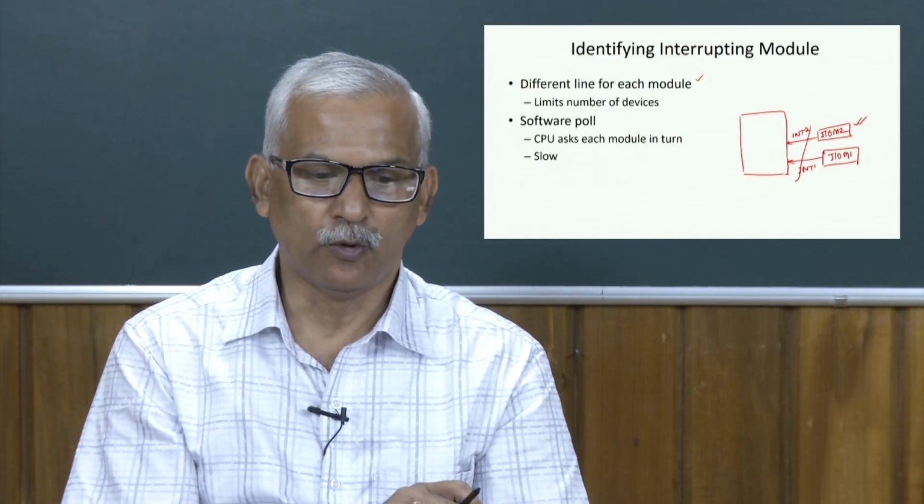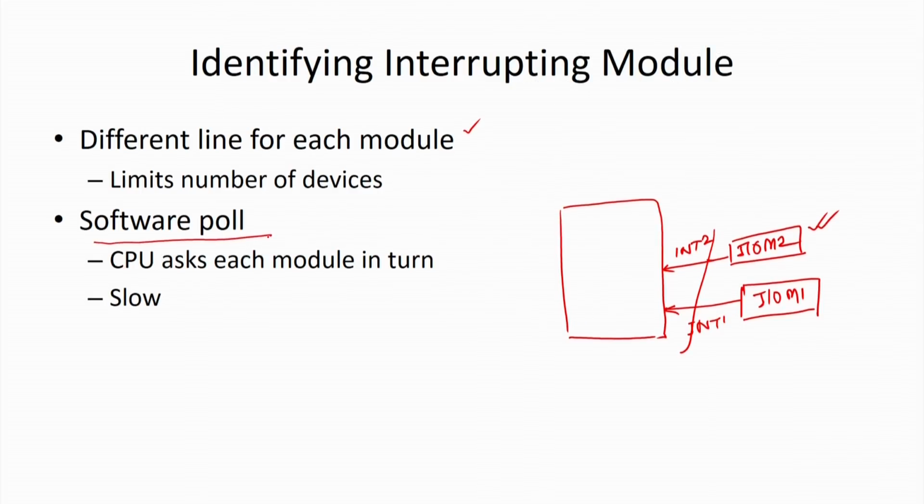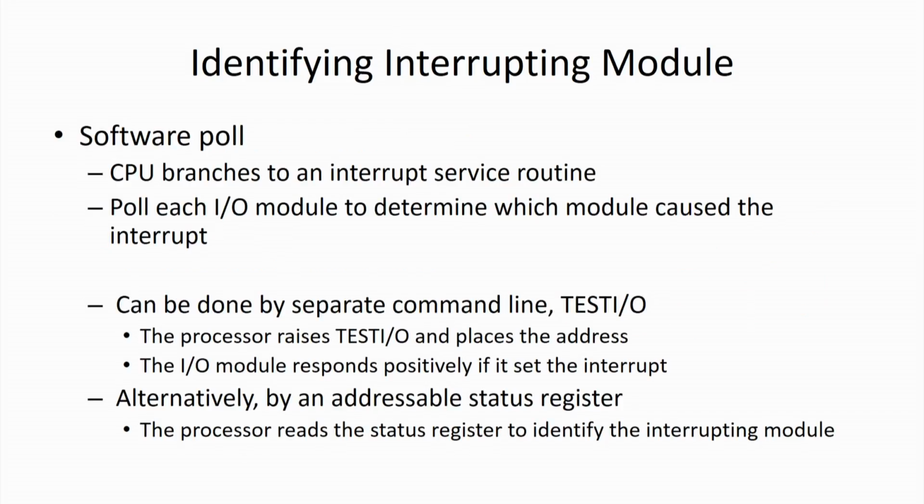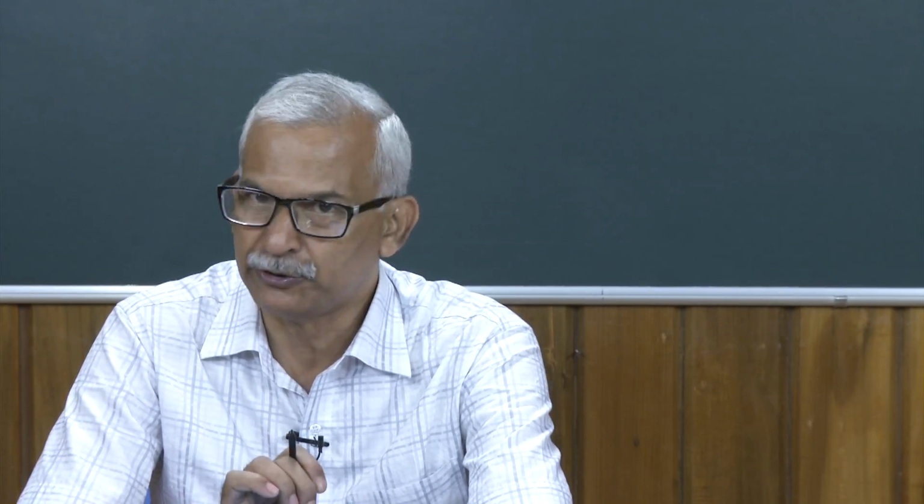For that, one of the methods is called software poll. Here we use a software routine: the CPU asks each module in turn. Very simply, this is the software poll. The processor runs a software routine to identify the I/O module which has given this particular interrupt.